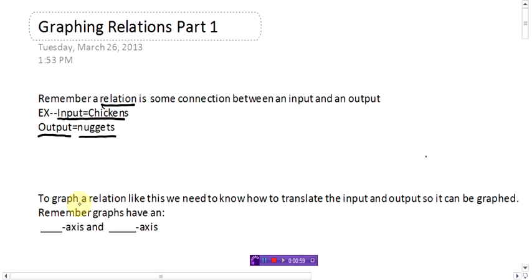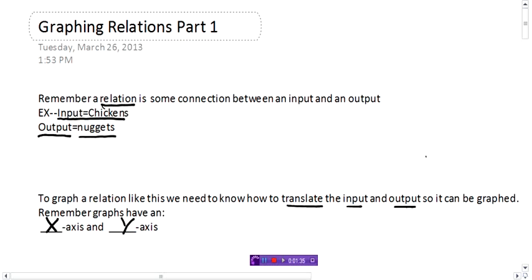Well, to graph a relation like this, we need to know how to translate the input and the output so it can be graphed. Now, a little refresher on what graphs I'm talking about. This is the same kind of graph that you did with that graph a mole activity at the start of this unit. It's not just the kind of graph where you have positive numbers. There's also regions of the graph where you have negative numbers as well. And there's two axes or lines on the graph, main lines. You have the x-axis and the y-axis.